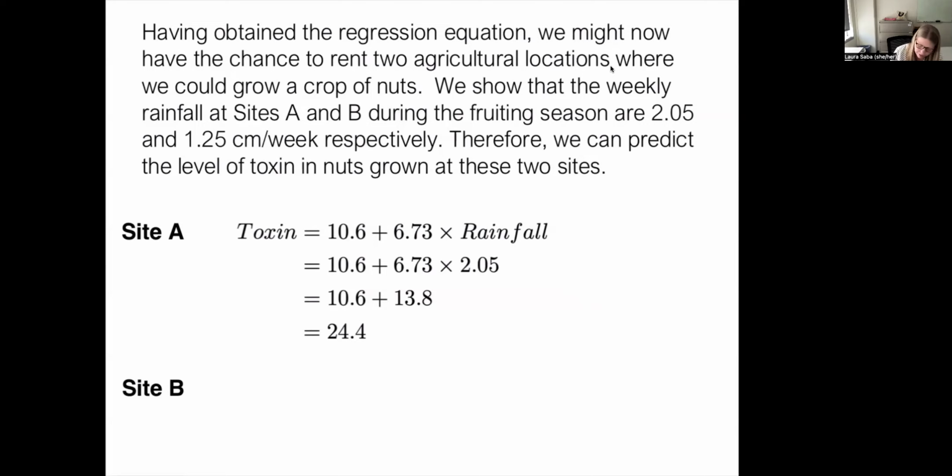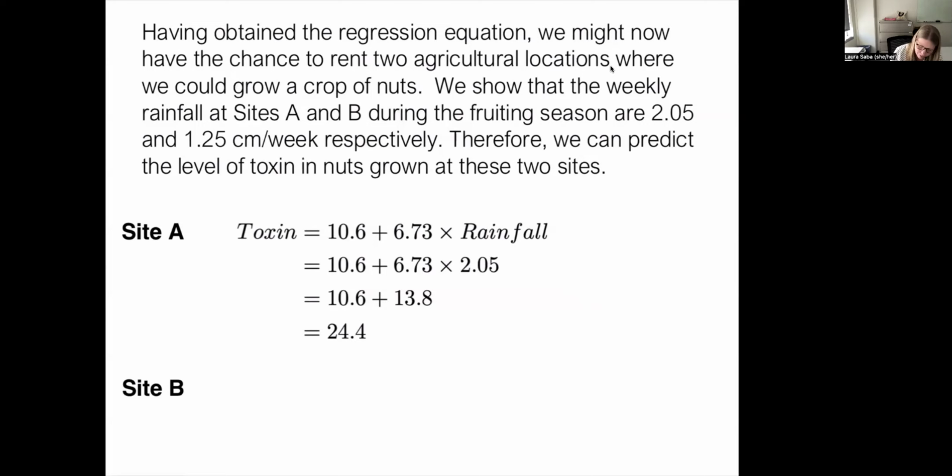So all we do is set up our model. Remember, this is our model from before. And our X in this case is rainfall. So for site A, we were going to estimate it as 2.05. We just plug that into our equation and multiply out.